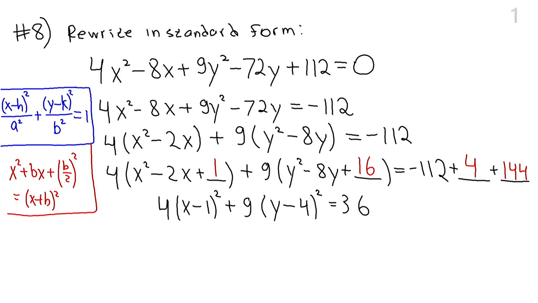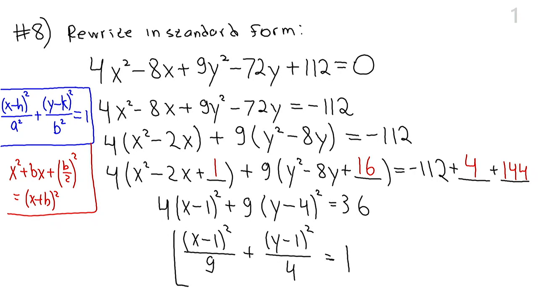If I divide the first term by 36, I'm going to get 4 divided by 36, and I'm going to get x minus 1 squared over 9. Next, I'm going to divide the second term by 36, and I'm going to get 9 divided by 36, which is 4. Finally, on the right-hand side, I divide 36 by 36, and I'm going to get 1. And so this is an ellipse with center 1, 4.